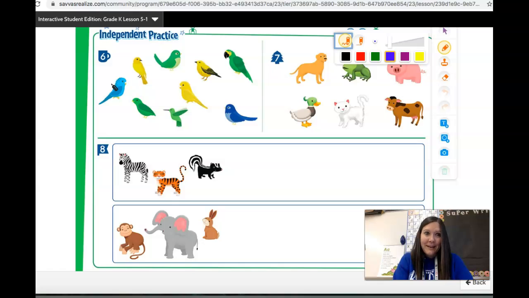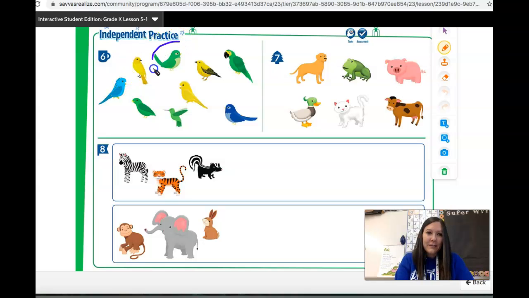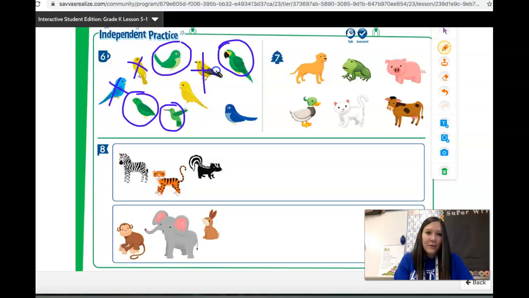Did you do it? All right, here's what your paper should look like. Green bird, green bird, green, green, not green, not green, not green, not green, not green. Did you do it? How did you do? Good job.